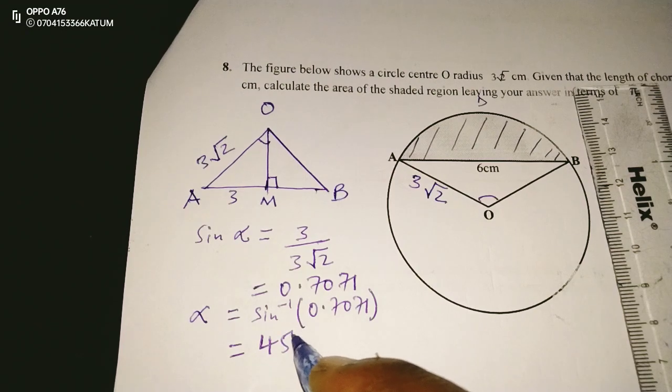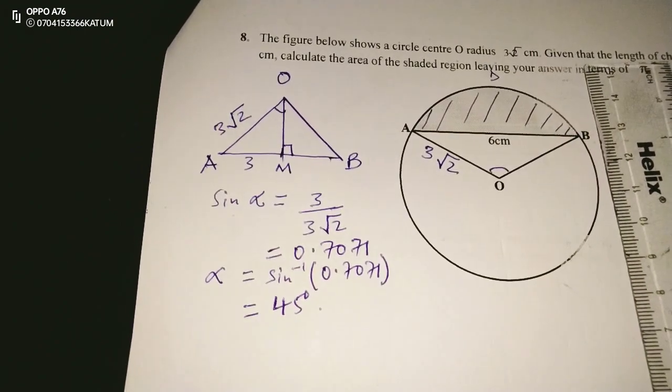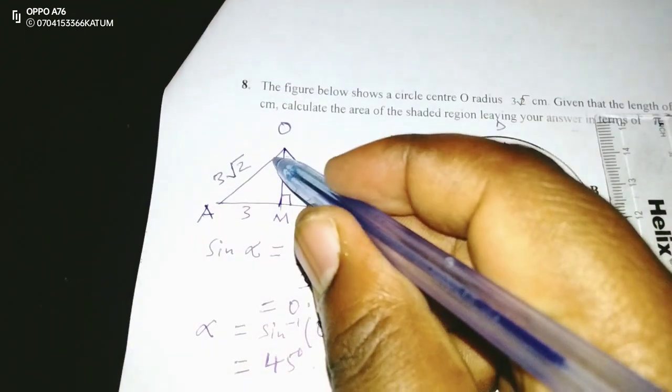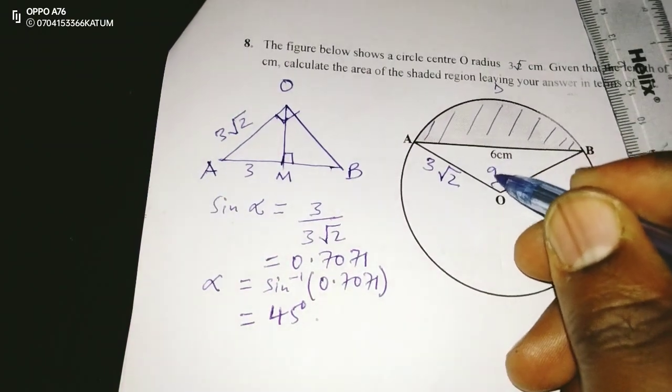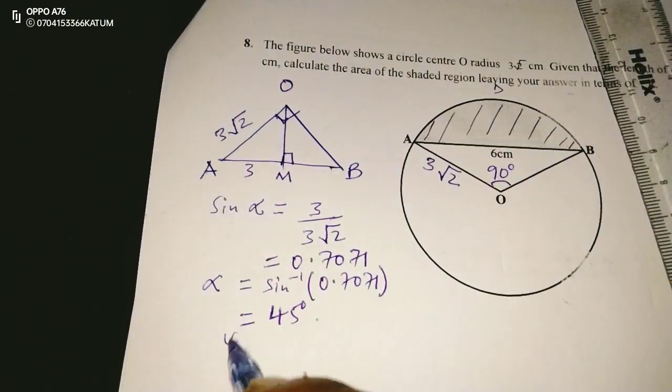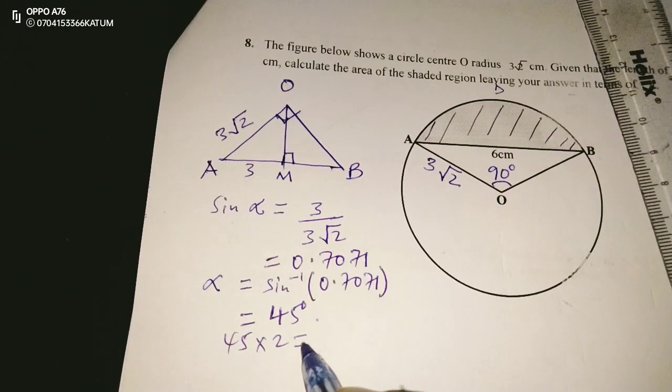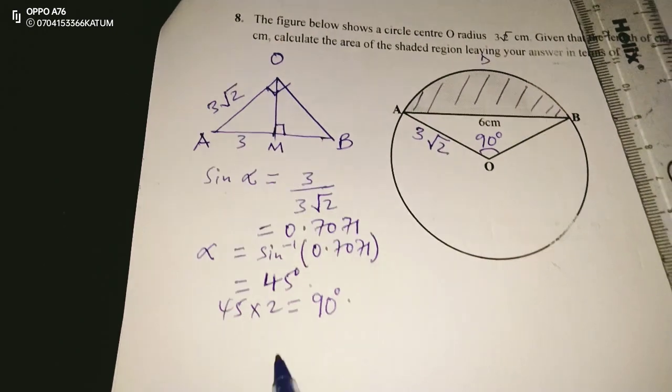exactly 45 degrees. If this is 45, then it means the whole angle now is going to be 90. So the angle at the center here will be 90 degrees. So 45 by 2, 90 degrees. With the angle at the center there, now it means everything else is supposed to flow.